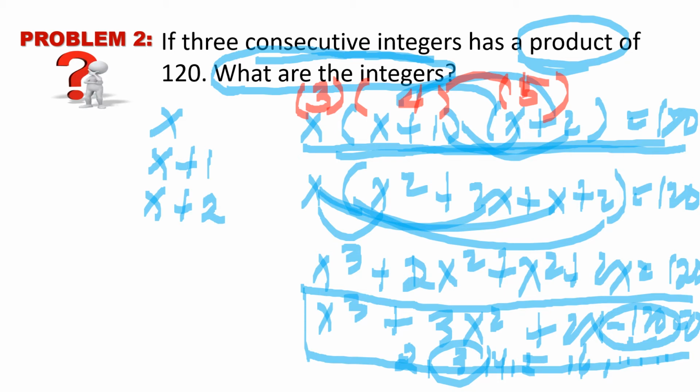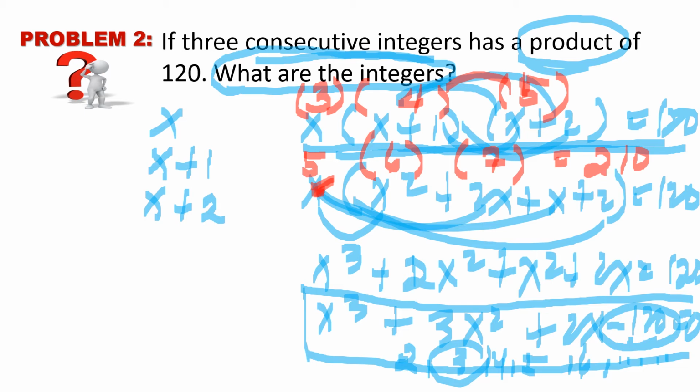Now let's have 4 or 5. Okay, let's have 5. If x here is 5, and x here is 5 plus 1, that's 6. And 5 plus 2, that will be 7. Will this give us 120? Let's see. 5 times 6 is 30 times 7. That's 210. So it's higher than 120. Meaning to say we have to go lower than 5. And that's 4. So let's see if this is 4.